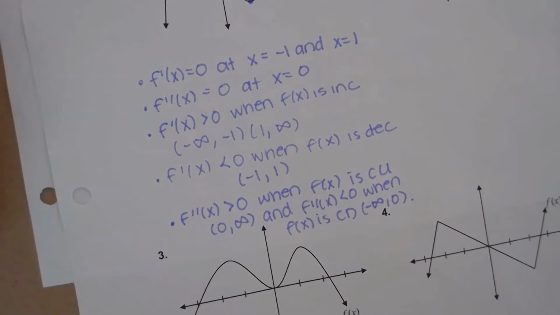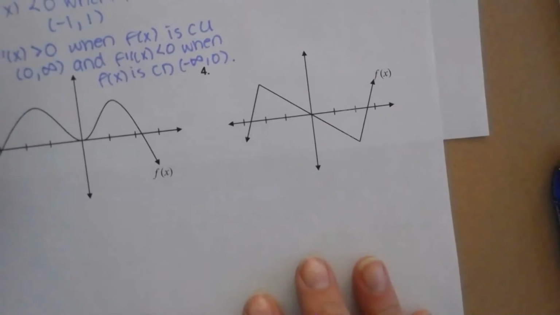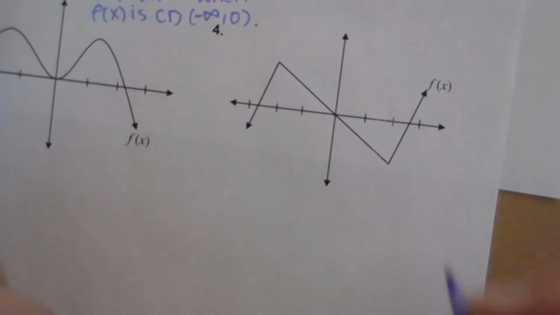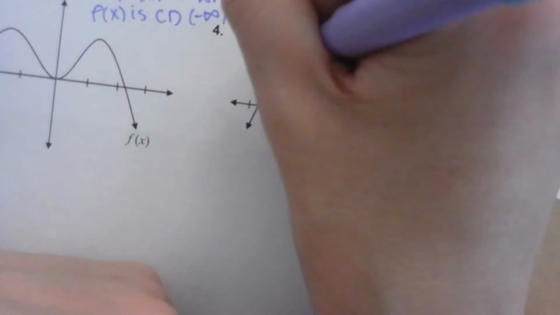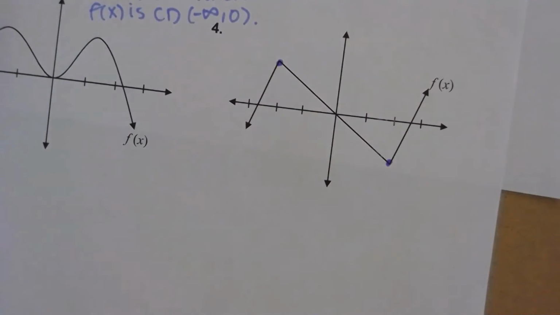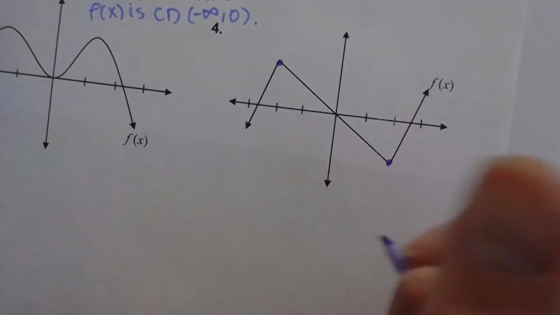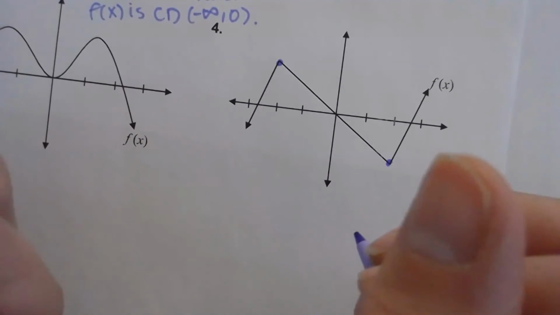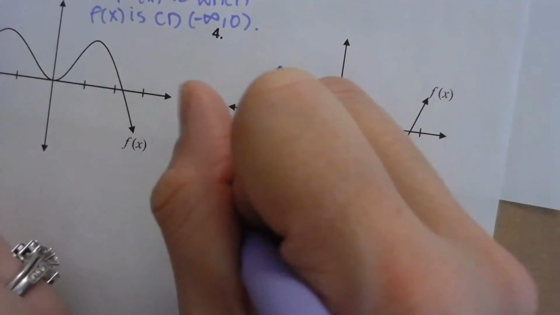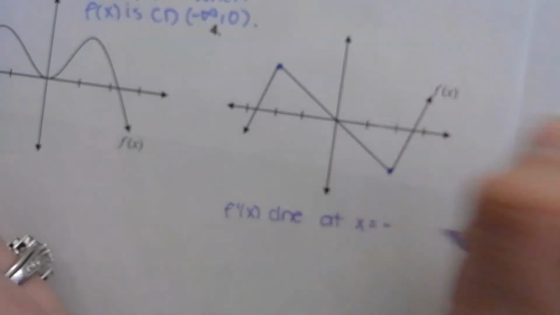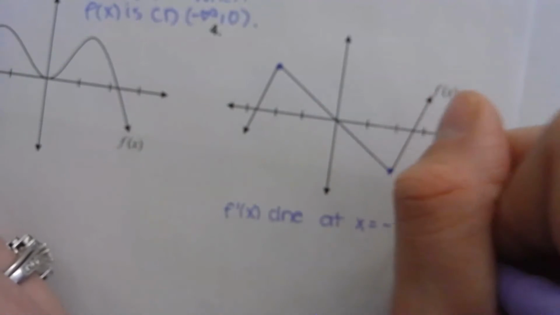So you want to do a crazy looking graph? Yeah, let's do number 4. Okay. Because there's differentiability. So at points like this and this, those are still critical points on f prime. But those are the critical points in which f prime does not exist. Exactly. So f prime of x does not exist at x equals negative 2 and positive 2.